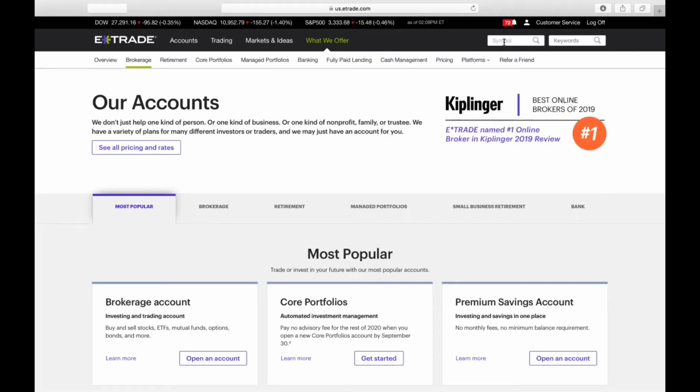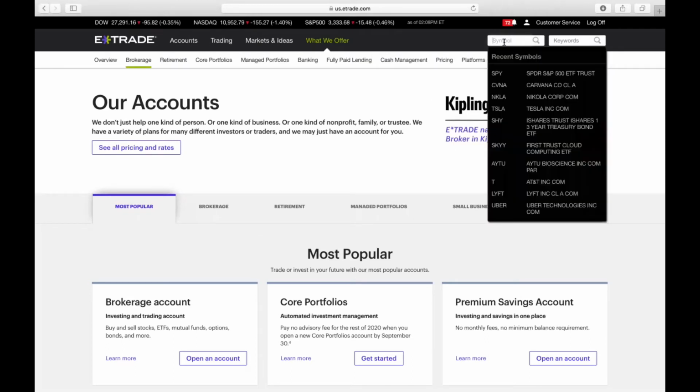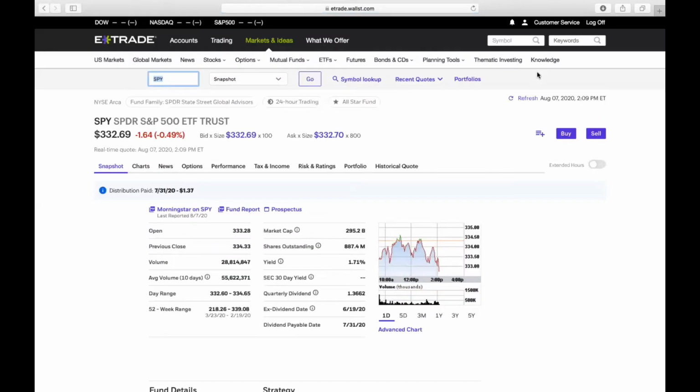Up here is where you can search companies, so you can search all different stuff of what's going on. This is actually a perfect one, the SPY. And then this would be the snapshot that I talked about in my last video of what you can look at: dividend stuff, market cap, different things like that, the charts.